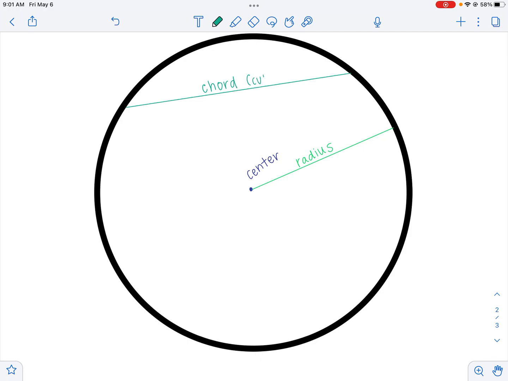And I like to think of a chord as it cuts the circle. Like a chord chops off that circle. It just cuts. That's it. It doesn't go past it. It just literally cuts from corner to corner. Think of it that way.